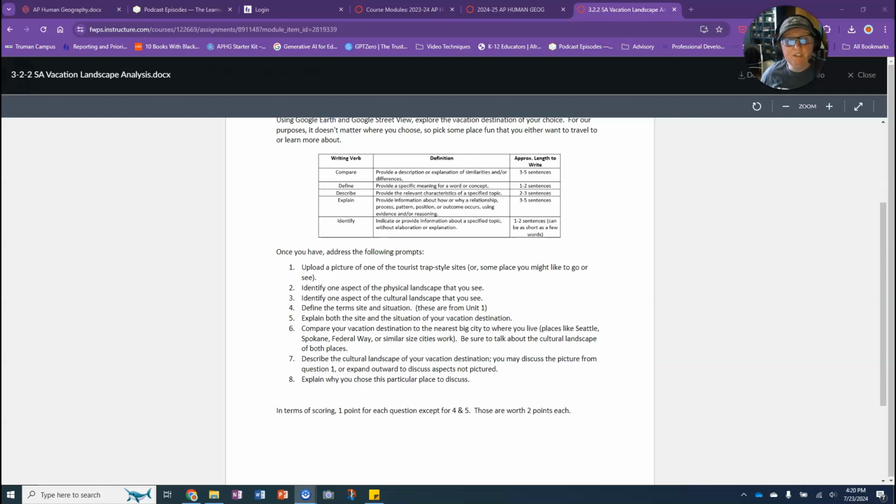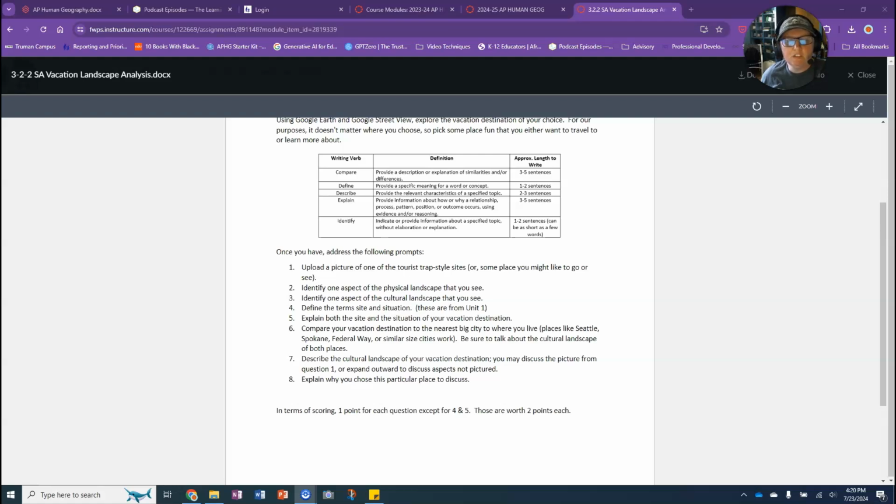Okay. 7, you're going to describe the cultural landscape of your vacation destination. Okay, you can discuss the picture you used for part 1, that's fine. Okay, or expand outwards to discuss things not pictured. And then 8, because I'm always curious, right? I always like to find out more about people. Why you chose the place you did.